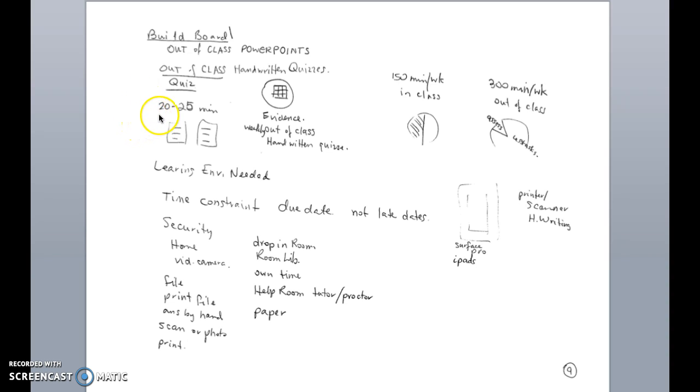And I said, okay, well, if we have a 20 to 25 minute quiz, what should I go to my president of the university and say, here's the learning environment I need to make this happen? And as we talked, it really came out that the time constraint was almost as important as all the physical constraints. How long it would take for them to do it, and then how the dates would be scheduled.